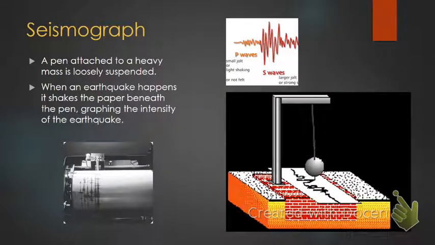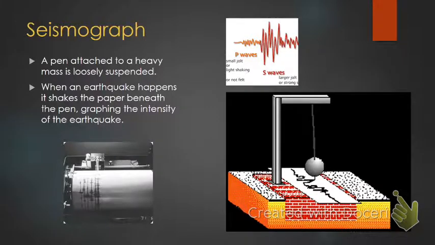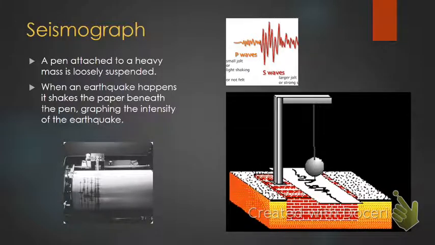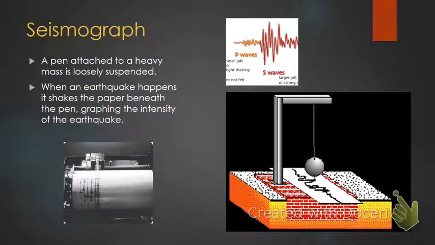So how do we detect those? Well, scientists all over the world have these devices known as seismographs. What they are is a pen that is attached to a heavy mass that is loosely suspended. When the Earth shakes, the inertia of the pen keeps it in position, but the Earth and the whole device shake around it. You'll notice in the animation that the pen and the weight are not moving, but that the Earth and the whole rest of the apparatus, including the paper, is what's moving, and that is what generates the line on the seismograph. On the bottom left of the screen, you see an actual picture of a seismograph.